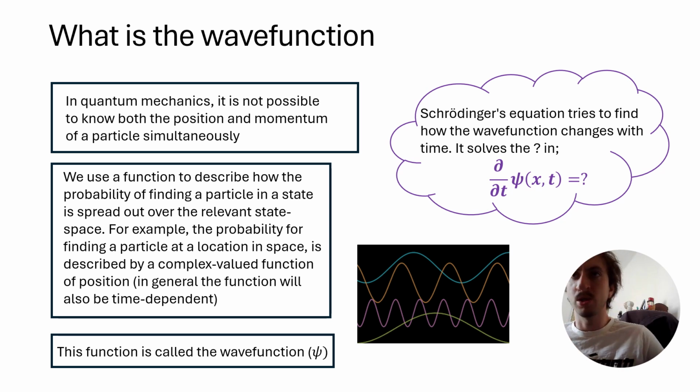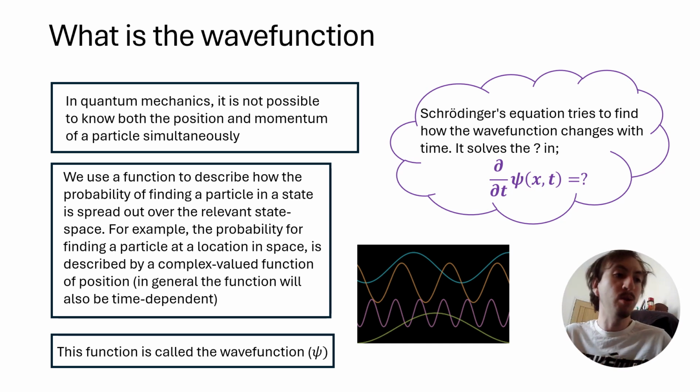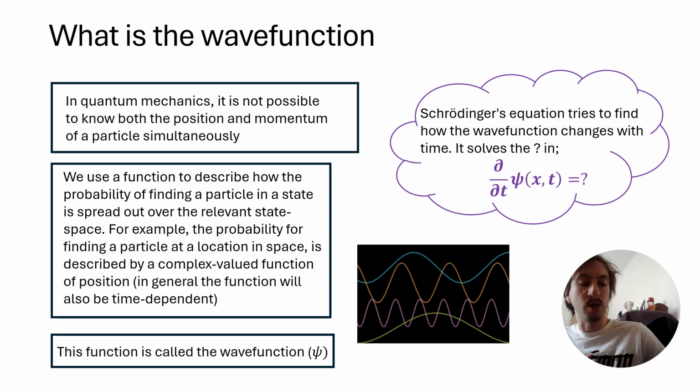Schrödinger's equation is vital to quantum mechanics. Doing quantum mechanics without Schrödinger's equation would kind of be like trying to do classical mechanics without Newton's laws. And there are other ways of writing Schrödinger's equation. There are other approaches to the formulation of quantum mechanics.